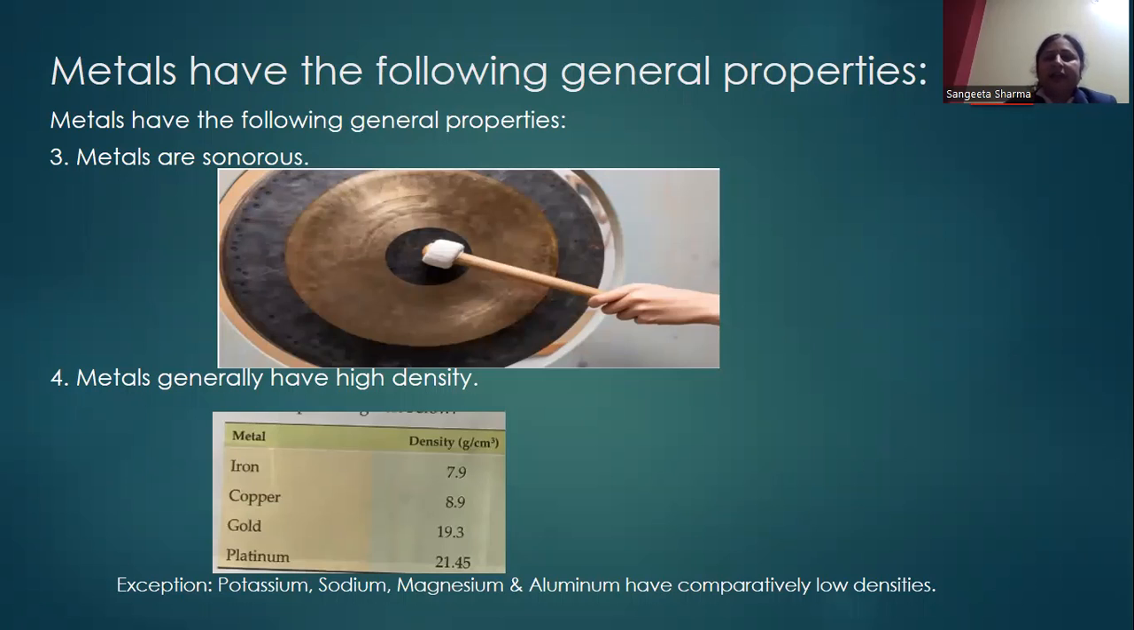Iron has a density of 7.9 gram per centimeter cube, copper 8.9 gram per centimeter cube, gold 19.3, and platinum 21.45. According to density, their price is also high; platinum is a very expensive metal. Some exceptions are also there. Potassium, sodium, magnesium, and aluminium have comparatively low density. These are the exceptions.